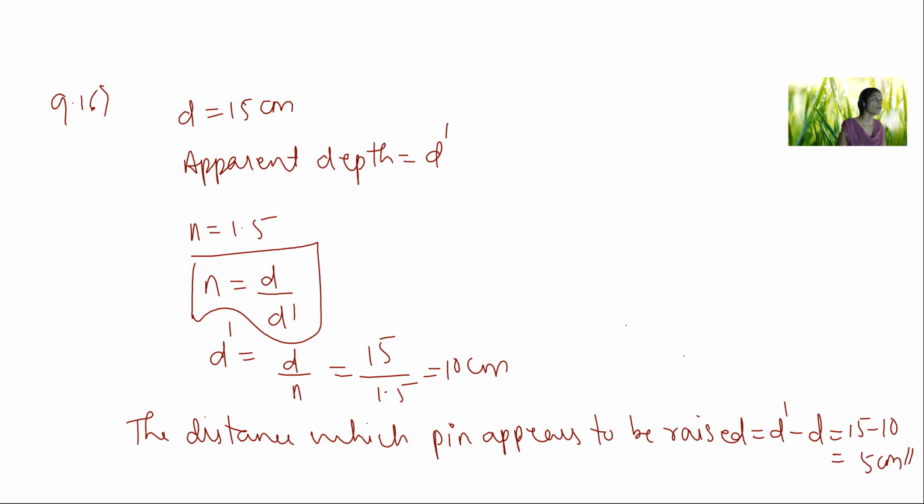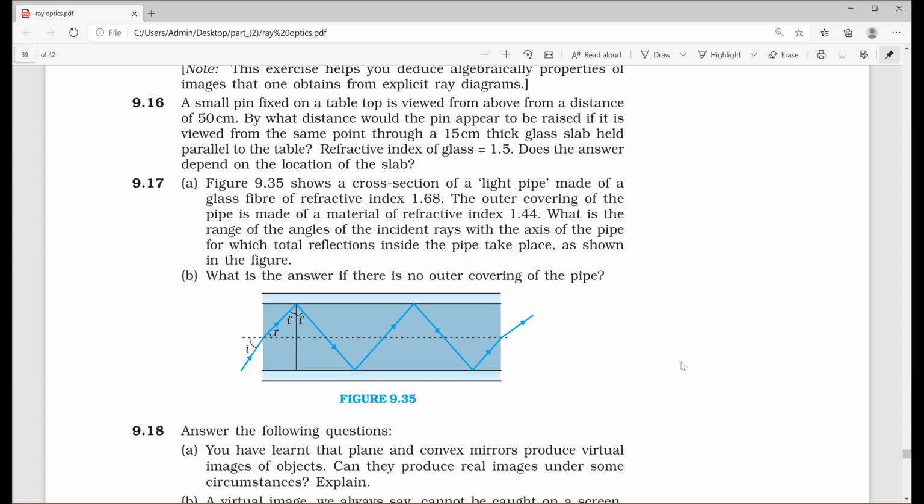9.16. So the apparent depth D dash we considered, and the apparent depth is calculated by using the formula D divided by N. So D value they have given 15, refractive index is 1.5, and D dash value we got 10 centimeters. So by using that, the distance at which the pin appears to be raised is calculated by taking the difference of 15 minus 10, which is 5 centimeter. So next we shall see the next problem. So that is the next one.